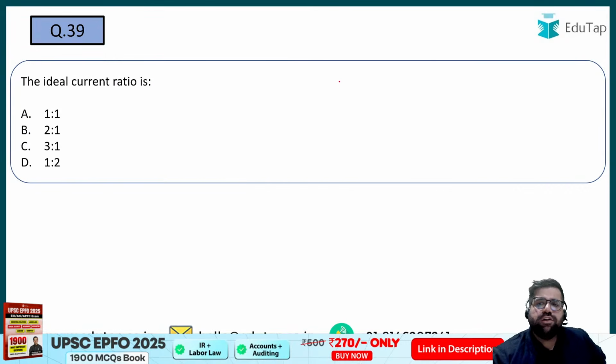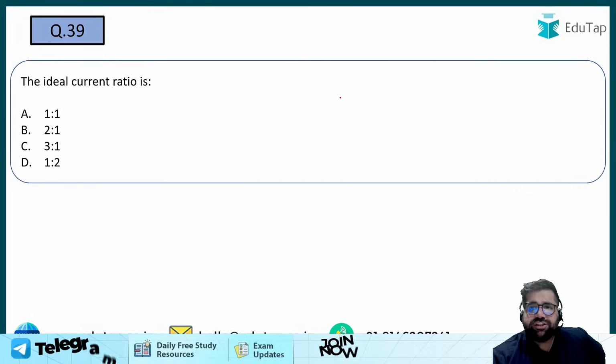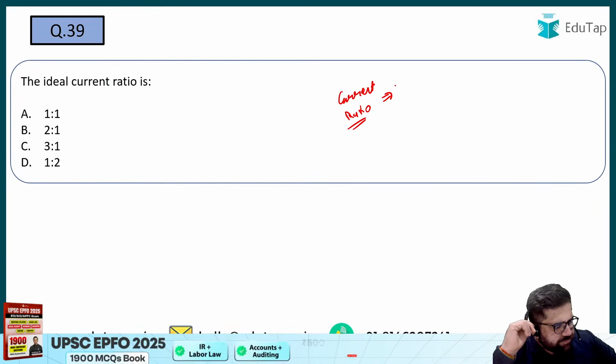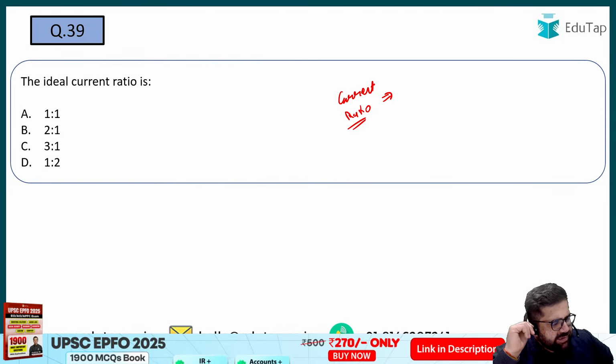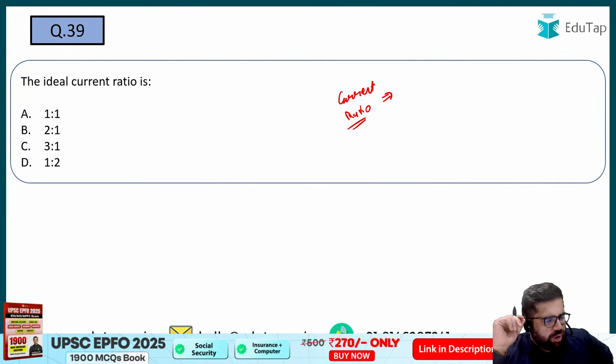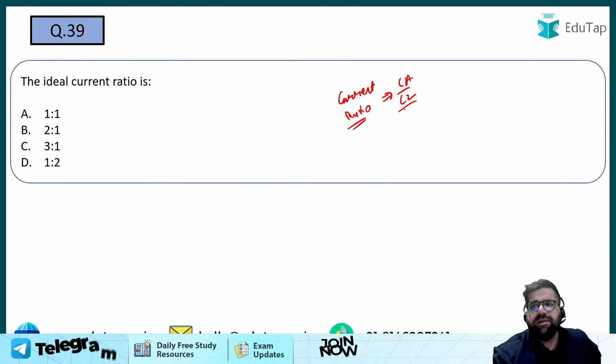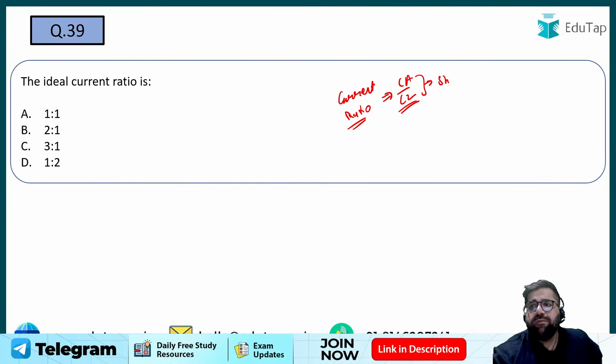And please also tell me the ratio, like current ratio is what? How will you write current ratio? Yes, entity concept, very good. Current ratio is your current assets divided by current liabilities. It is a kind of a short-term liquidity ratio.